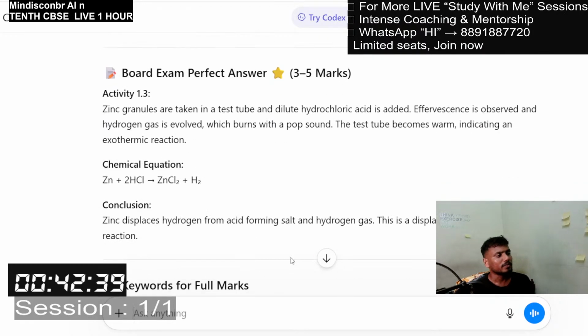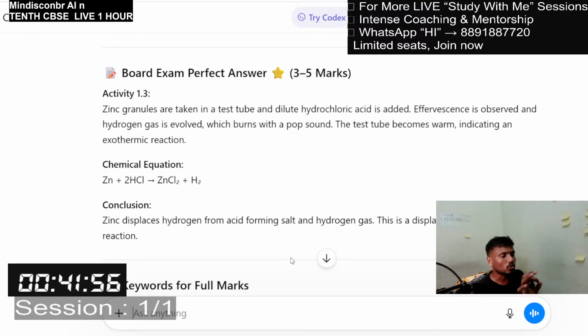So when this activity is asked in the exam, what should be the right answer? First, you should know that the equation for this is Zn plus HCl gives ZnCl2 plus H2. Since H2 has two atoms of hydrogen, and there are two chlorides, we should balance the equation with 2HCl. So Zn plus 2HCl gives ZnCl2 plus H2. That is a balanced chemical equation, and it is an example of a displacement reaction. Also, it is an example of an exothermic reaction, since heat is released.